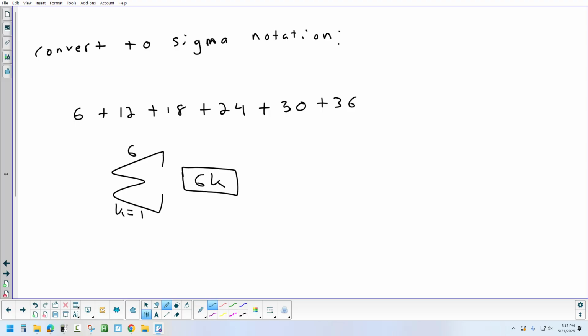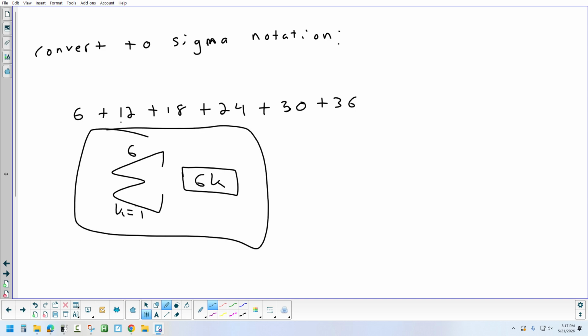Now, when I plug in a 1, I get 6 times 1. When you plug in a 2, you get 6 times 2. 3, 6 times 3. So that is exactly what they were looking for right there. That's how you convert from expanded notation to sigma. Any question on that? Okay. How about the reverse? Any question on how you would take sigma and change it back to expanded?